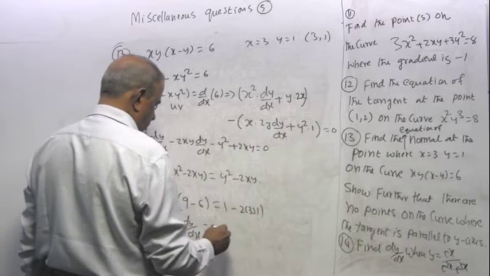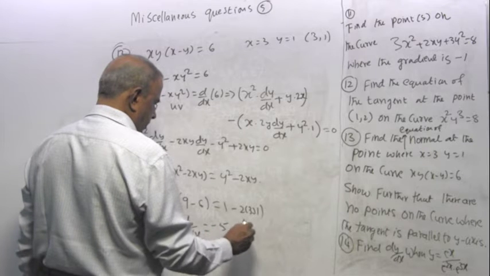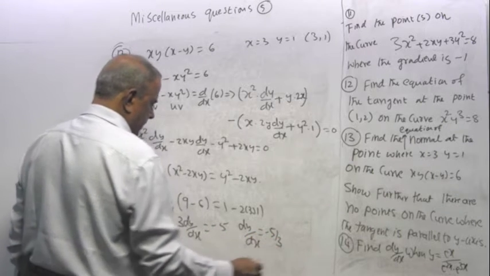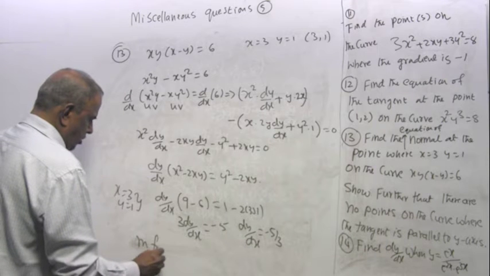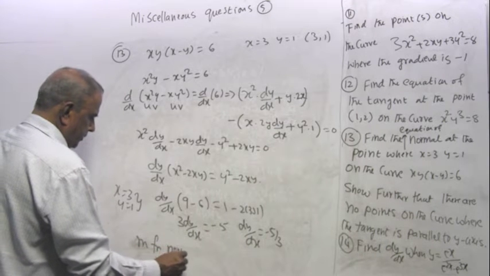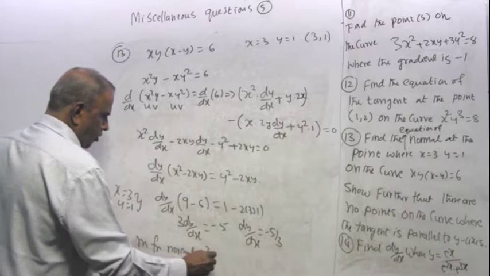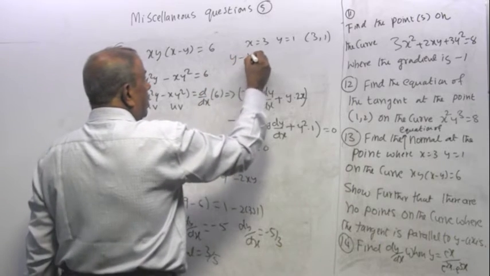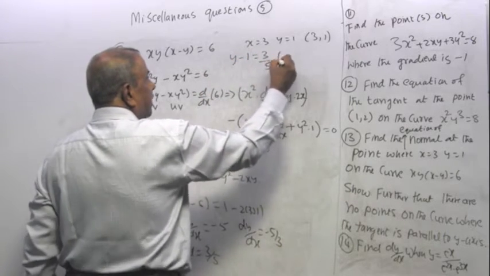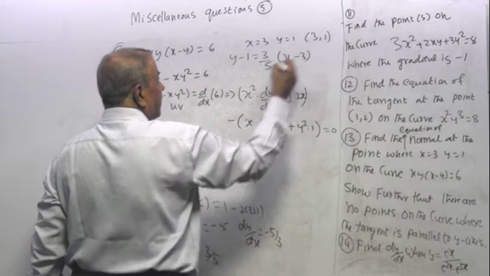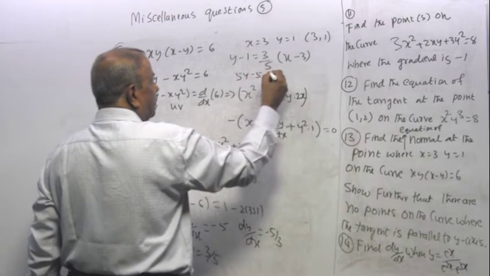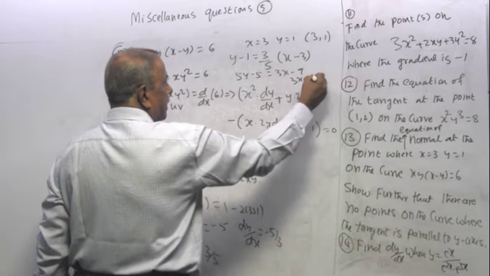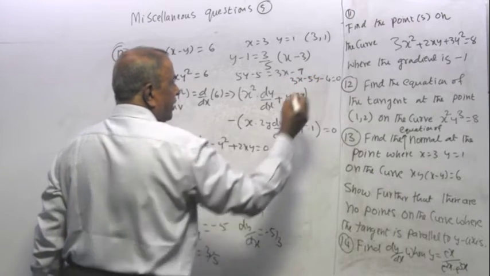is 6. So it is minus 5. So dy by dx equals minus 5 over 3. So m for normal is 3 over 5. So what will be the normal? y minus 1 is 3 over 5 times x minus 3. 5y minus 5 is 3x minus 9. So 3x minus 5y minus 4 is 0 is the normal.